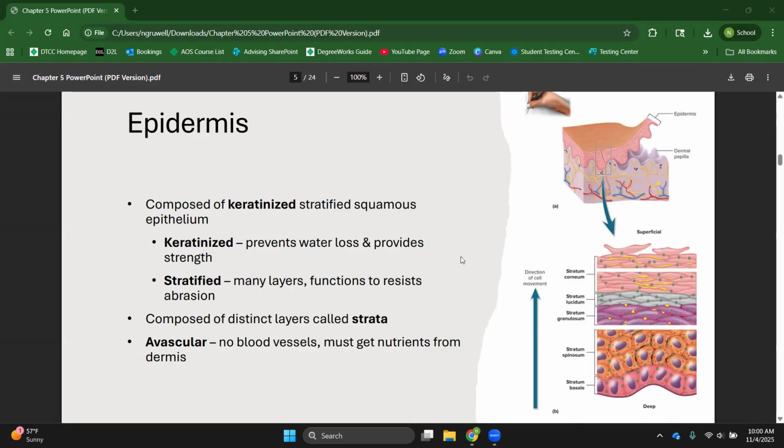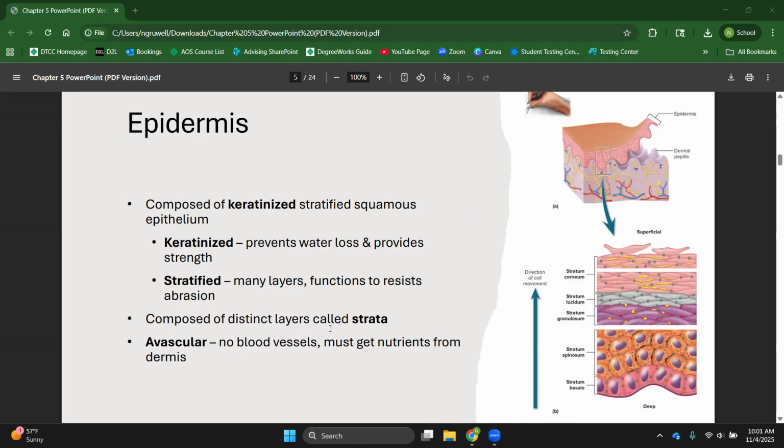So we call these stratified because we have many layers, and it's important that we have many layers in a spot that is going to take a lot of abrasions. If you think we bump our arms and legs and whatever it may be on our tables, if we scratch our skin, if we didn't have a whole lot of layers, we would do some damage. But we have a whole lot of layers that allow us to resist those abrasions. And we'll talk about how we constantly are replacing these upper layers with new cells as that occurs.